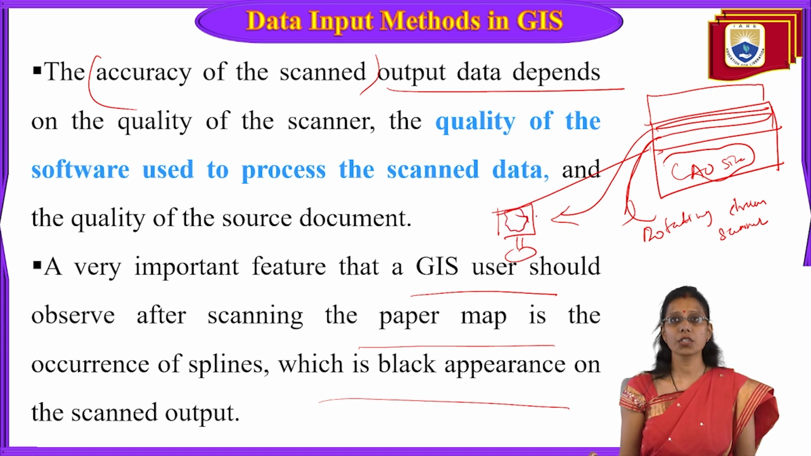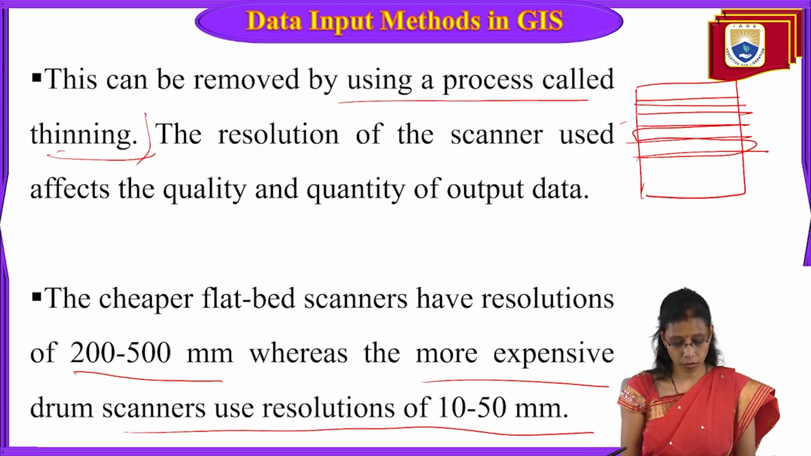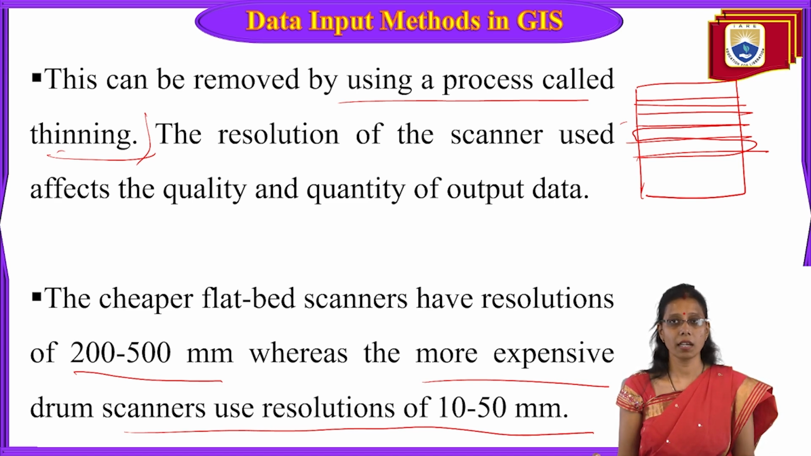With a good resolution, you will get a high resolution map. If you have low resolution, you will get a low resolution map. A cheaper flatbed scanner will have 2 to 500, whereas the more expensive drum scanners use a resolution of 10 to 50.